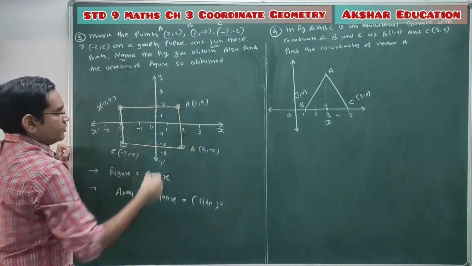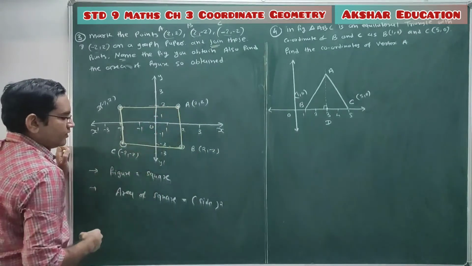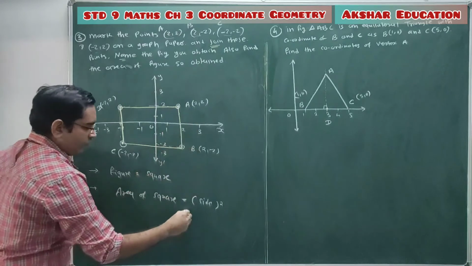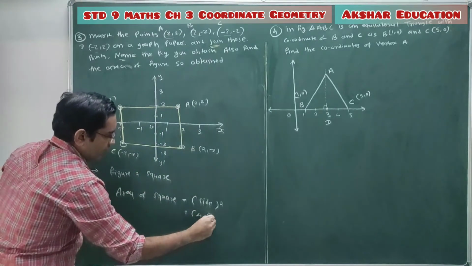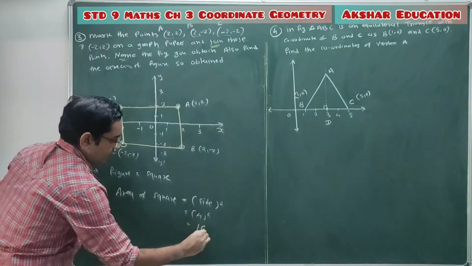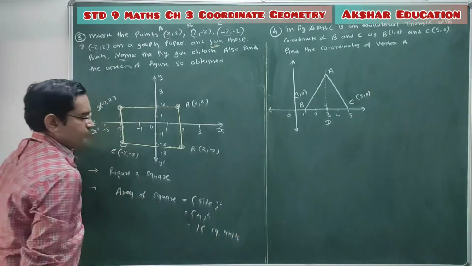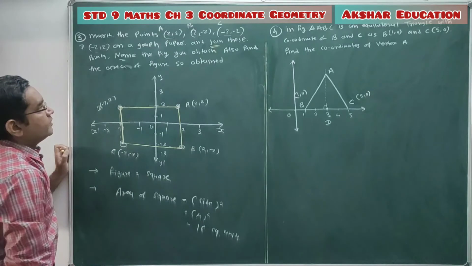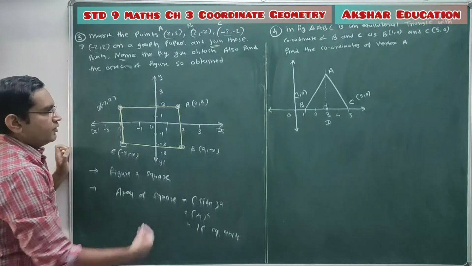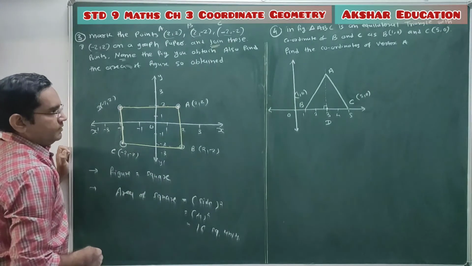So again 4 units. The length of all 4 sides is equal to 4 units. So it's 4 squared, which is 16 square units. Clear? This is the area of the given figure. So this is how you can solve your question number 3.